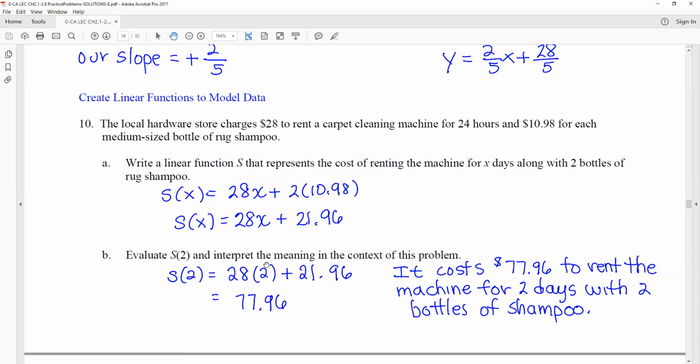The follow-on question is what if it's 2 days? So then we replace the x with 2. 28 times 2 is 56, plus 21.96 gives you $77.96 for 2 days rental and 2 bottles of shampoo.